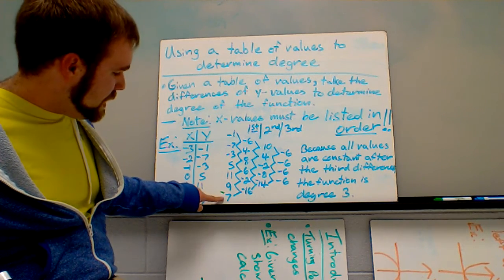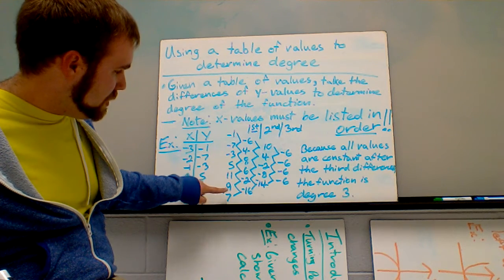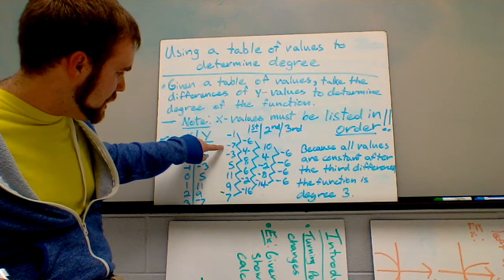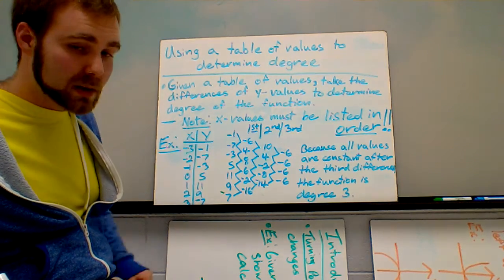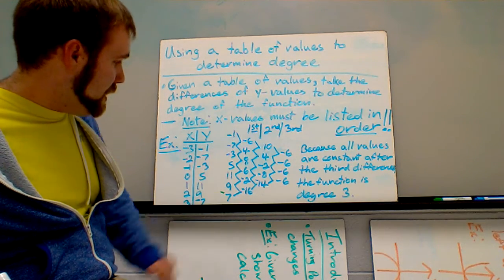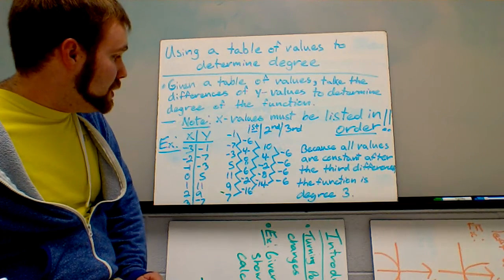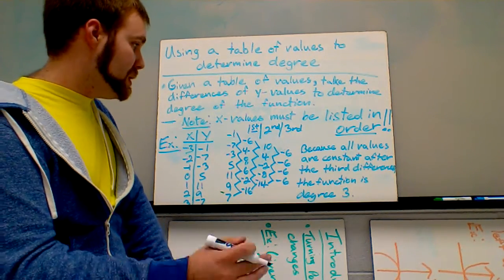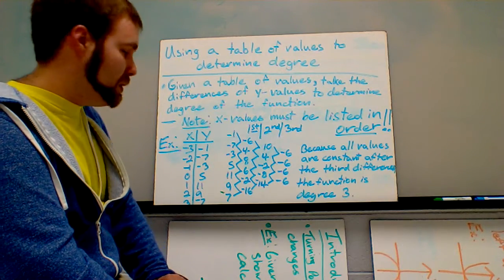So like I said, you're taking this number and subtracting the number above it all the way down. So this number subtract this, subtract this, subtract this, and then you get all of these values. What you're looking for is all the same value. Once you get to that point, you know you've determined the degree.